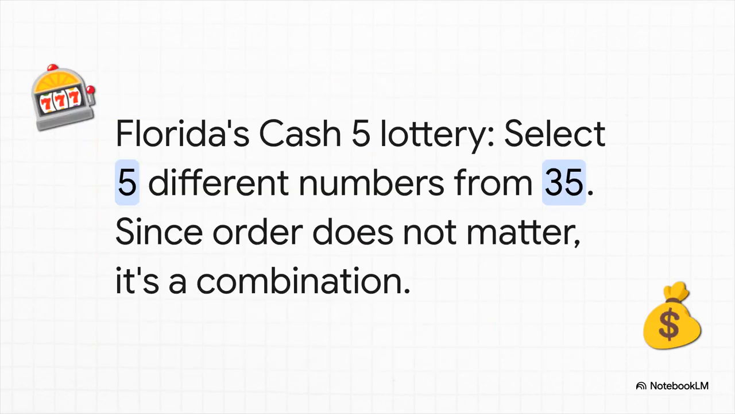And the classic go-to example for combinations is, of course, the lottery. You need to pick 5 numbers from a pool of 35. It doesn't matter one bit if the machine draws your numbers as 5, 10, 15 or 15, 10, 5. As long as you have that group of numbers on your ticket, you win.